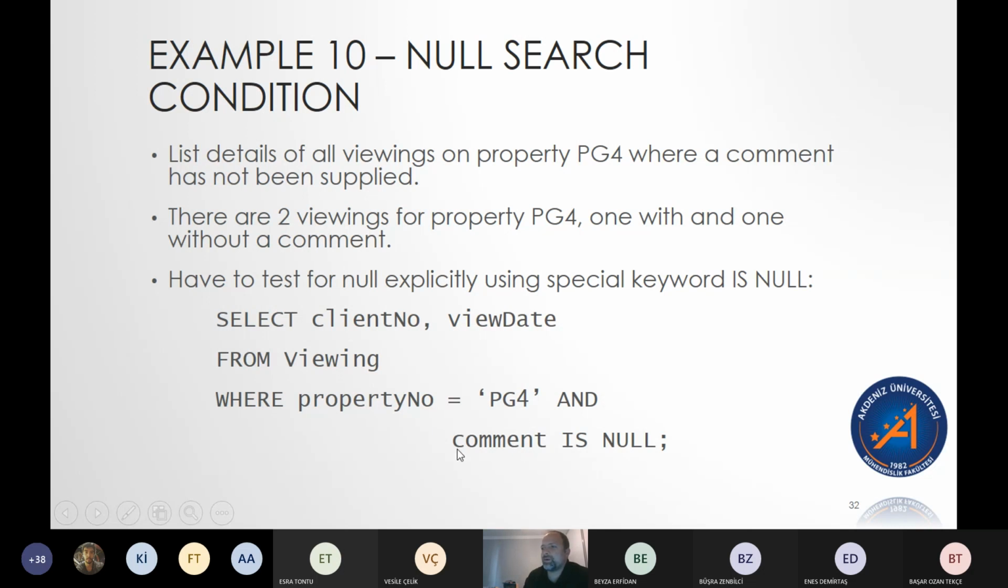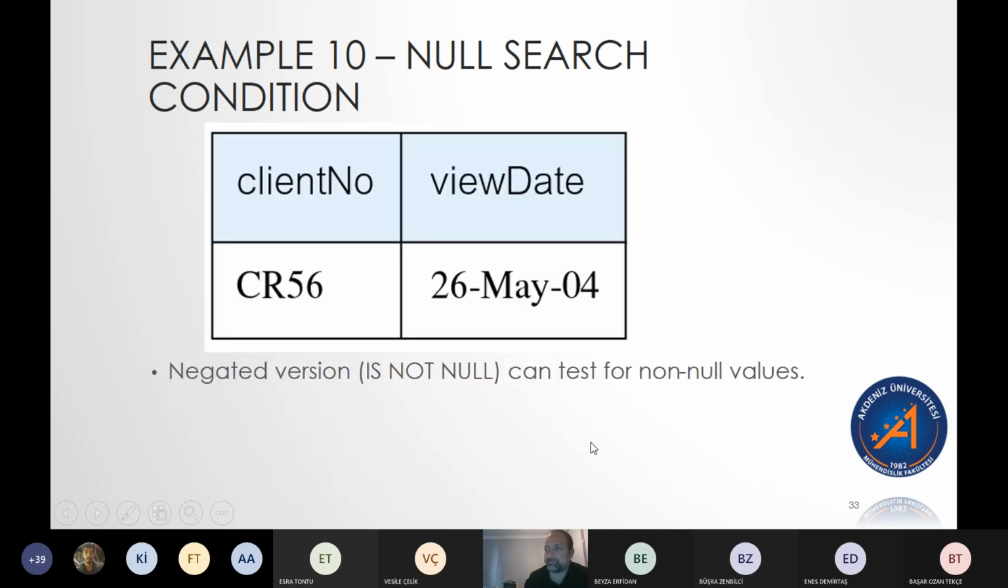So what we're wanting to say is where the comment field is blank. And we can't just say equals null because again, it doesn't equal null. Nothing equals null, not even null itself. But we can say where comment is null. So we have to use this special reserved word to say, is the comment the null value? Like, is that what's stored in the database for this field? Okay. So we can say, I want the client number and what date they viewed it where they didn't put a comment. Okay. So we would get something like this.